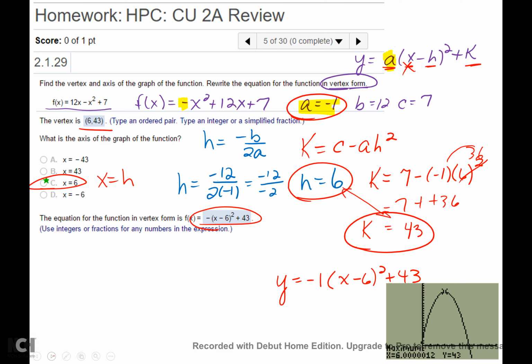Okay? And if you look at the picture of it, you can see at x equals positive 6, there's your imaginary vertical line. The maximum, because this is a parabola upside down, is at 6, 43, which is your vertex.